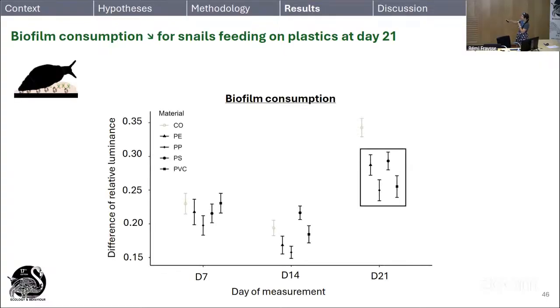So here you have the difference of relative luminance, so keep in mind that the greater the difference, the more consumption. And you can see that on day 21, all groups of snails feeding on plastic were consuming less biofilm than the control.